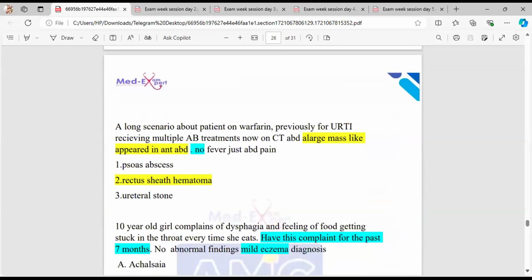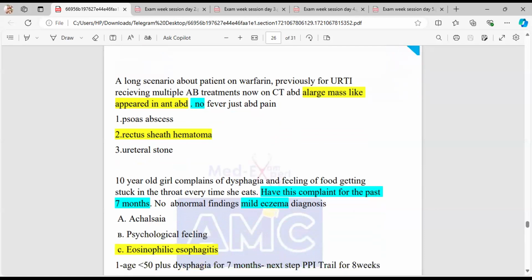And yes, for the pyelonephritis as well. For the pyelonephritis and for the pregnancy, we will treat the patient. Otherwise, we will not treat the patient if the patient has no symptoms. But yes, if the patient has symptoms, then we will treat the patient.